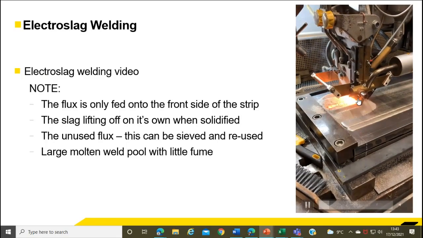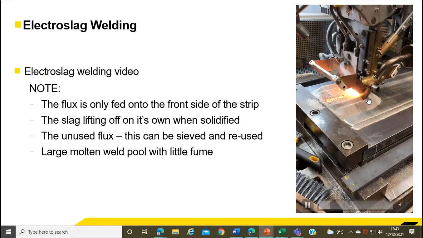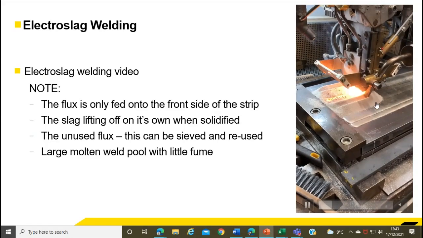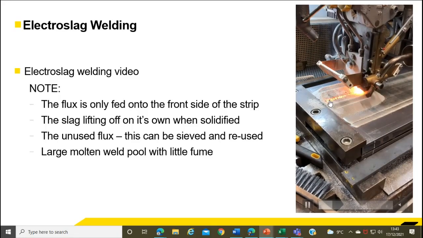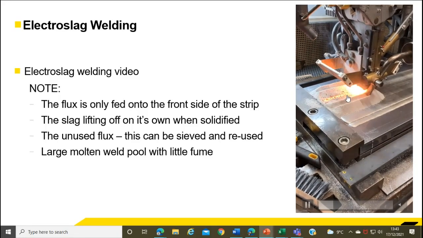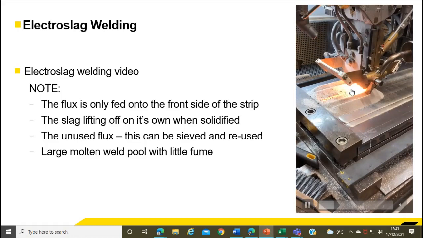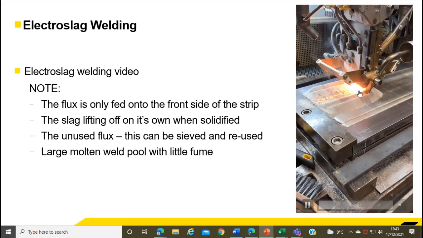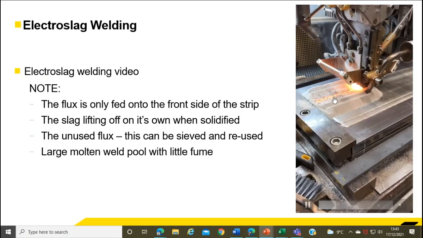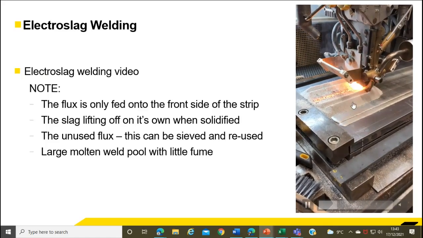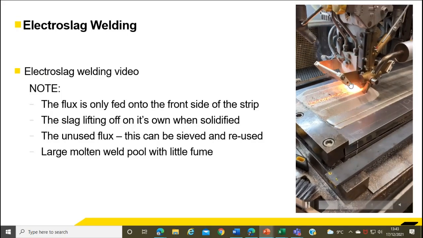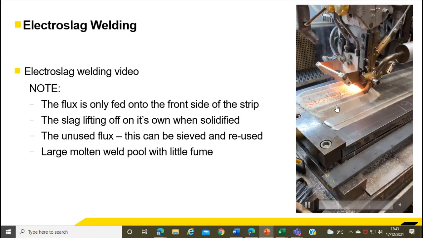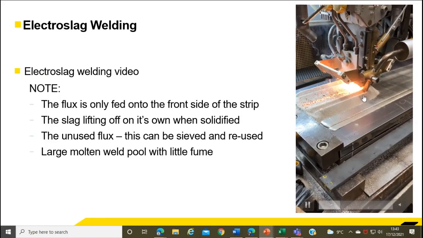Okay. There is no arc. It's obviously getting very, very hot, but there is no arc. You can also notice that the flux that has been fused will start to form a slag on the surface of the deposit. And then you've got these unused patches of flux around the edges. These can be reused. It's common practice to vacuum these up, sieve them, and use them again.